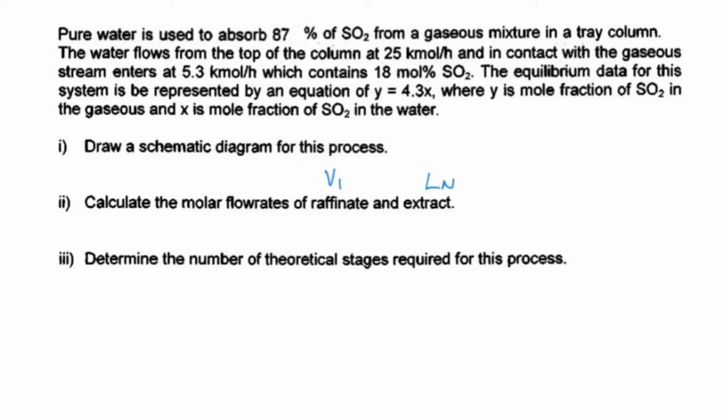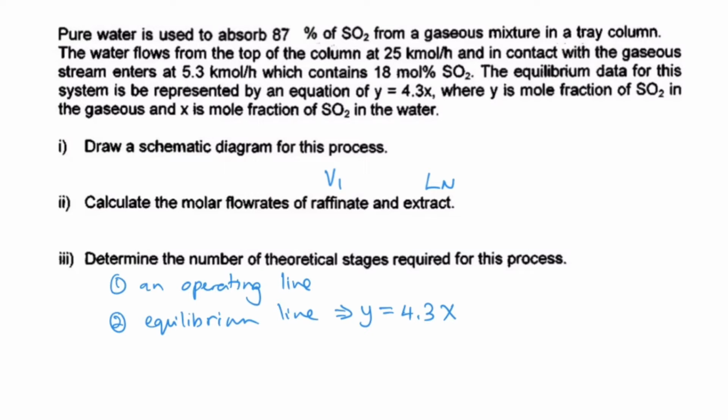Remember again, when you want to find the theoretical stages required for this process, what do you need? One, you need to have an operating line. Next is to have the equilibrium line. The equilibrium line is given here already, which is y equal to 4.3x, and the operating line is given by the top coordinates and the bottom coordinates from the solute mole fraction in each stream. So for the operating line you need xAn with yAn+1 and xA0 with yA1. You need to connect these two coordinates to form an operating line.